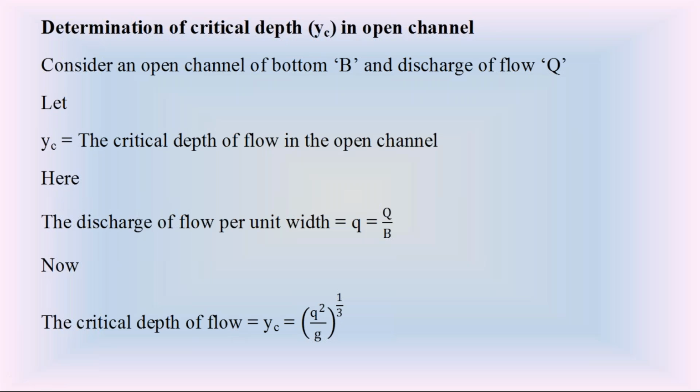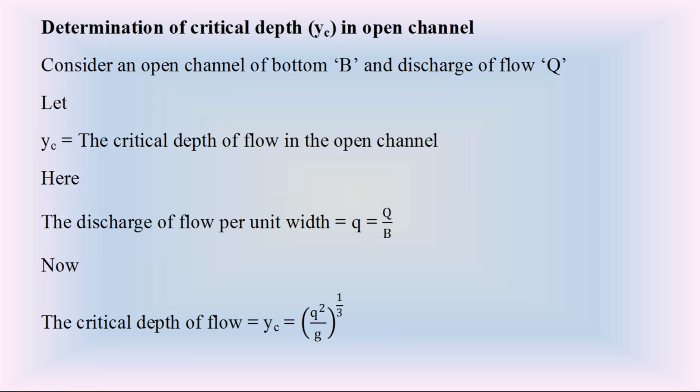To discuss this determination of critical depth Yc, we consider an open channel of bottom width B. Let the discharge of flow in that open channel be Q. Then we assume Yc is the critical depth of flow in that open channel. Here Q is the total discharge of water flow, B is the bottom width. We call this Q by B ratio, total discharge divided by bottom width B, the discharge of water flow per unit width, small q.